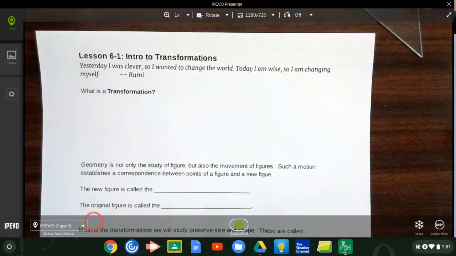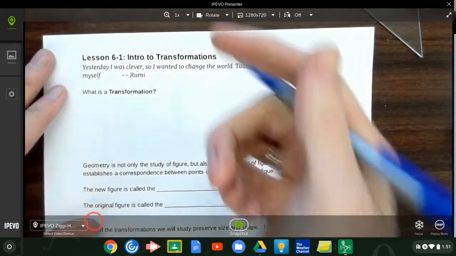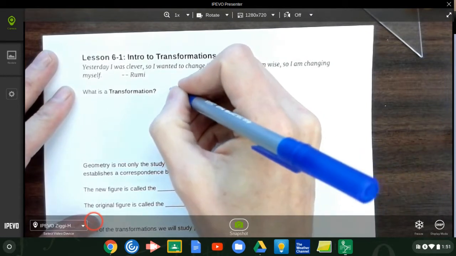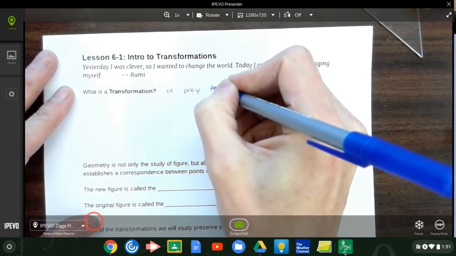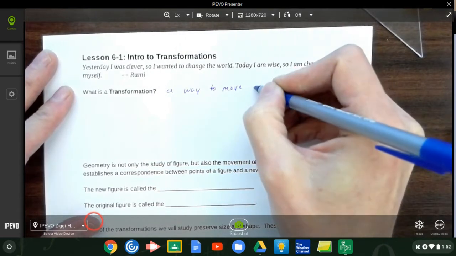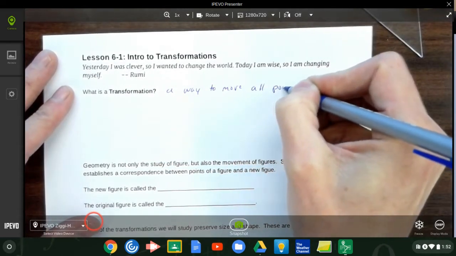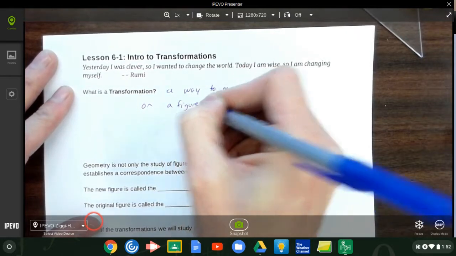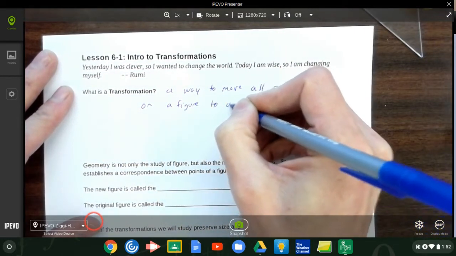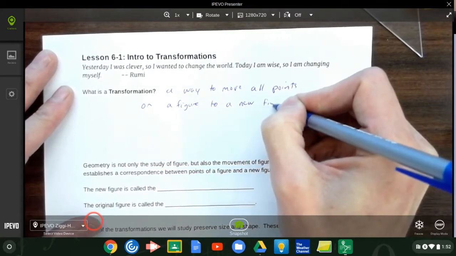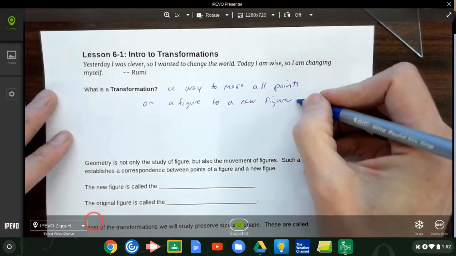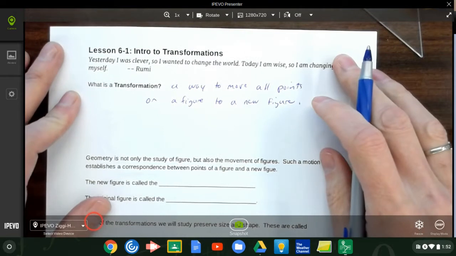Well, transformations, first of all, what is a transformation? Well, a transformation is nothing more than a way to move a figure, to move all points on a figure to a new figure. Okay, that's really all the transformation is. Okay, it's some kind of rule that we use to move a figure around.